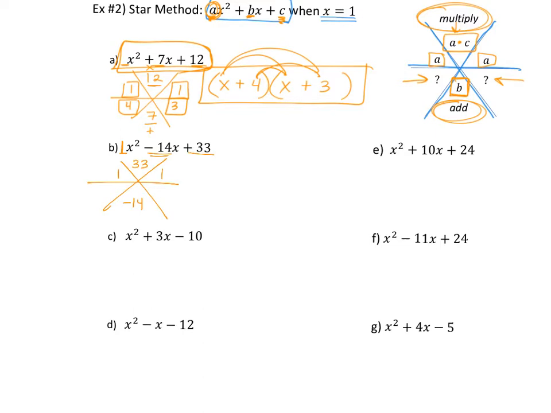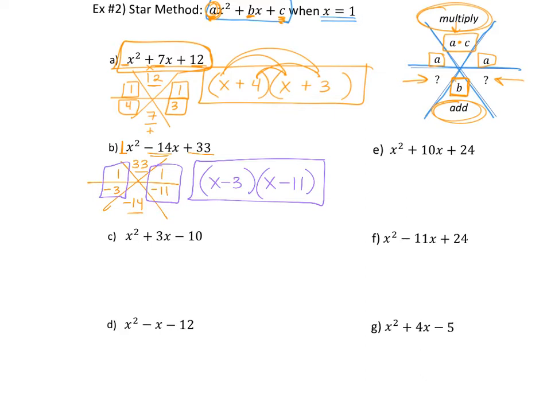Well, 3 times 11 is 33. But that won't get you a negative 14, it gets you a positive 14, so we need negatives here. So it's going to be a negative 3 and a negative 11. If I multiply those together, I get a positive 33. If I add them together, I get a negative 14. So this would be 1x minus 3, that's this chunk of it, x minus 3, times 1x minus 11, so x minus 11, and that is your answer.